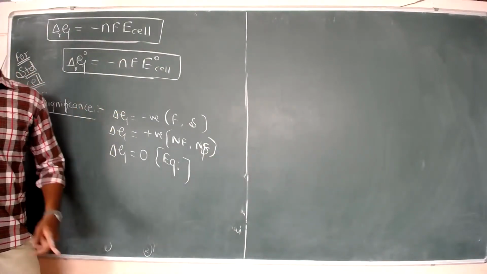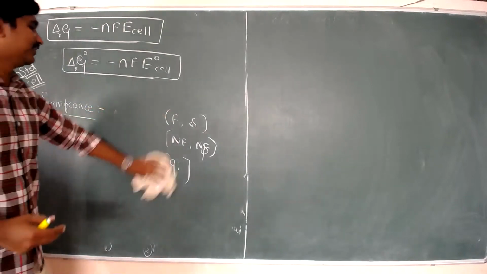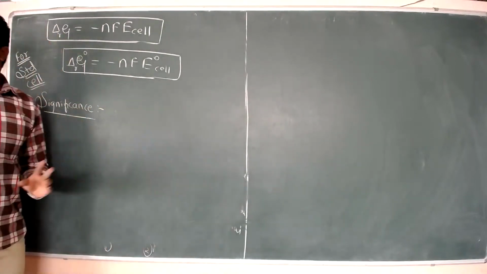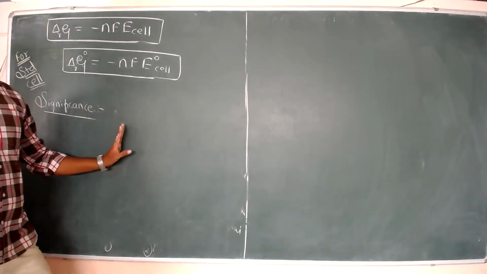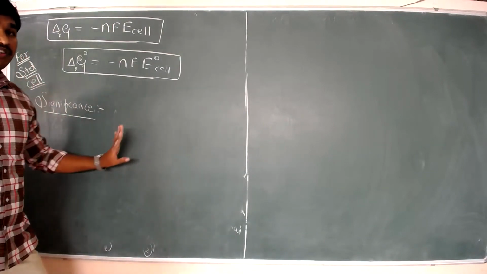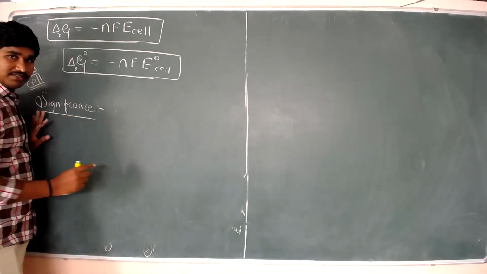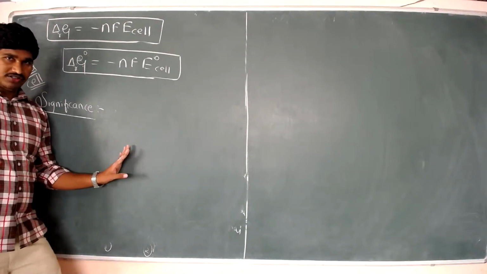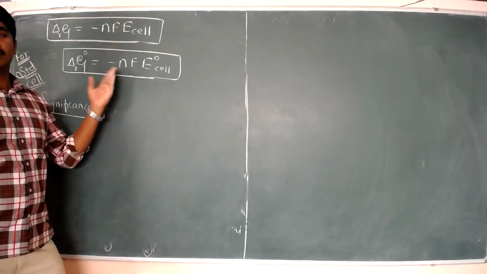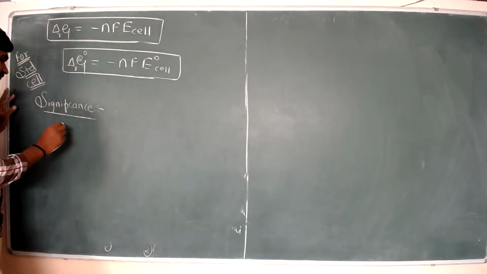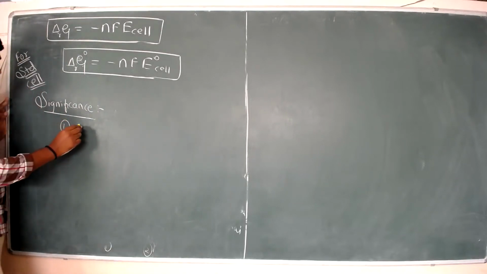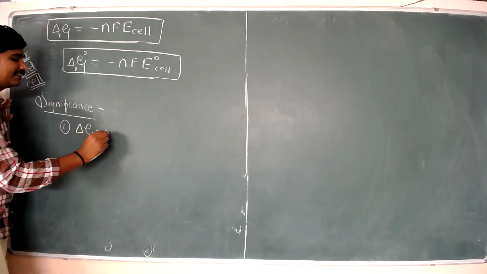Now, the significance: it helps to predict which reaction is feasible and which reaction is not feasible. That means, for a given reaction, whether it is feasible or not will be calculated by using these equations. Right? Now, first I am taking delta G is negative.